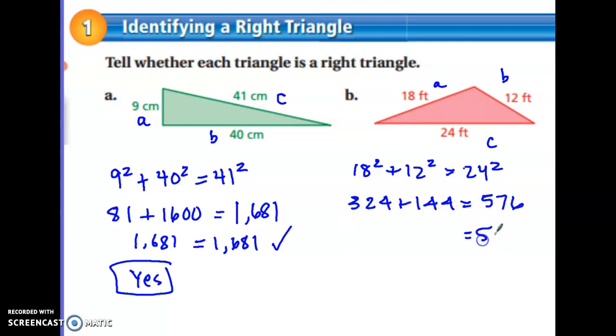So now we want to see if the left-hand side equals the right-hand side. I get 468. They do not equal each other. So then you would assume that no, triangle B is not a right triangle.